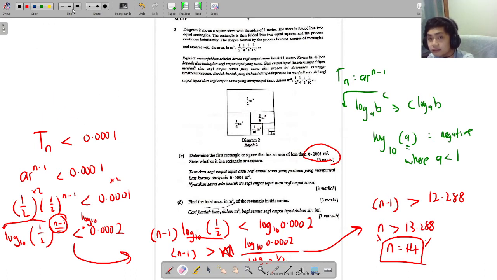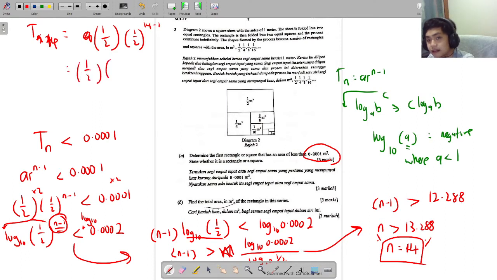Now, when we find this already, we are not done because we still need to identify whether it's a square or rectangle. So a very simple test for this is, first we need to find out what is the area. So we know it's T14. So it's going to be half to the power of 14 minus 1. So it's half to the power of 13. So it is actually 1 over 16384.